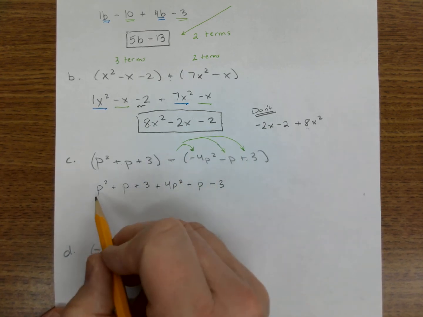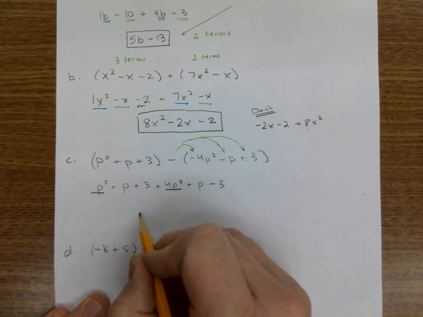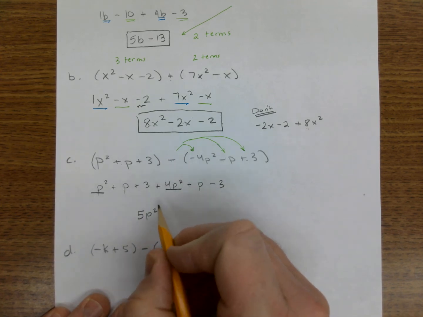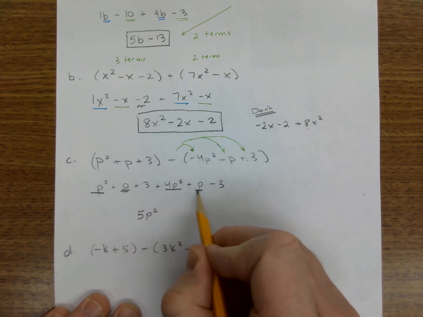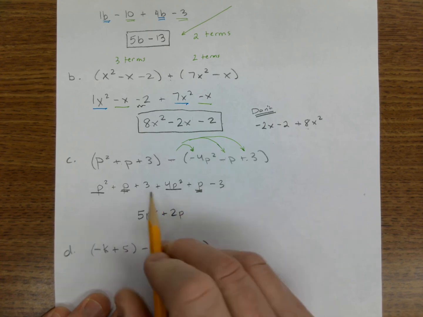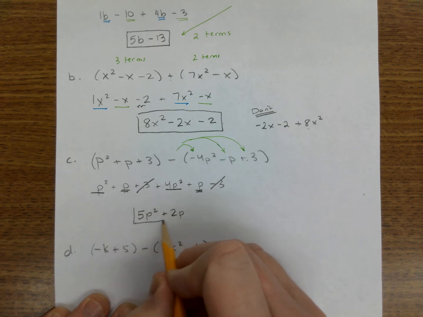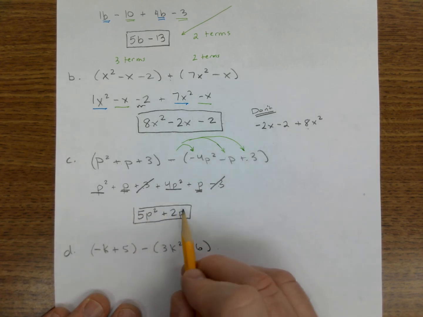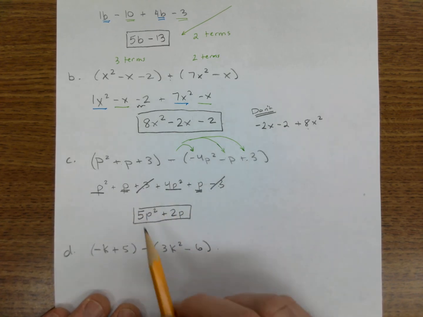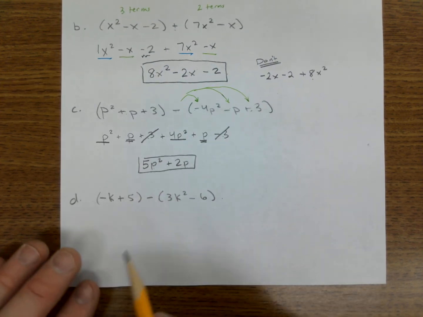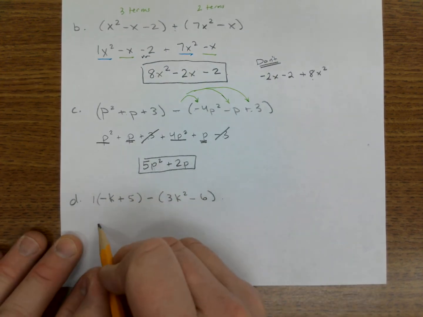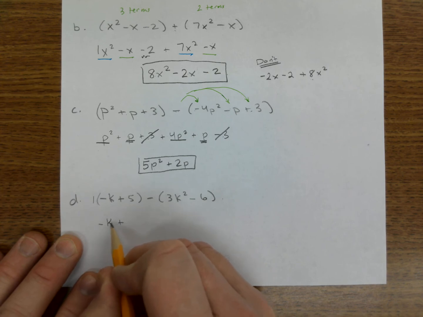All right, let's quickly put stuff together. This goes with this, 5p squared. This goes with this, 2p. Positive 3, negative 3, hey, that's 0. So I'm left with this. And again, these do not combine. They are as different as apples and bananas, x's and y's, numbers and letters. 2 terms. All right, finally, we have one of all of these, so that's just a negative k plus 5.